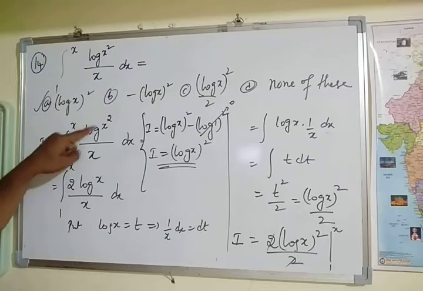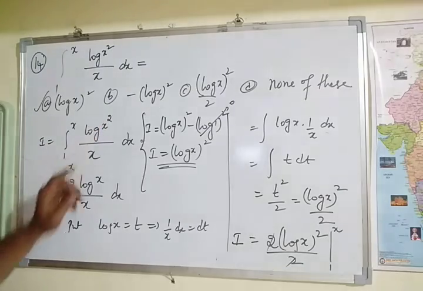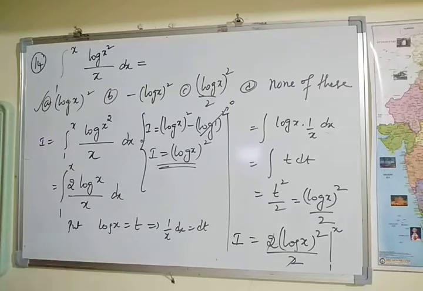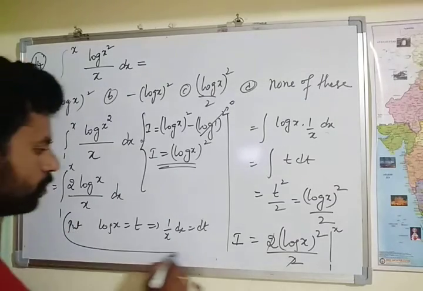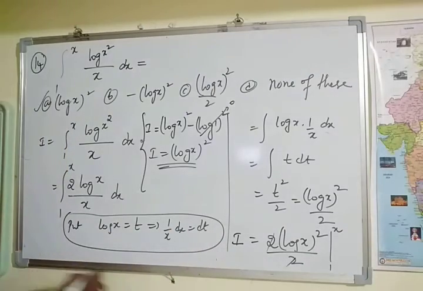Now observe here I is equal to the integral from 1 to x of 2 log x divided by x dx. In the a to the power b form, a into log b, this gives 2 log x divided by x dx. Here you know the result, so you can directly write it in the right format. No need to write this result out.